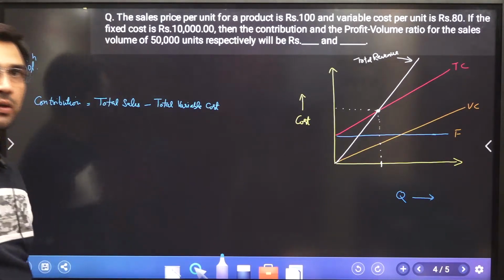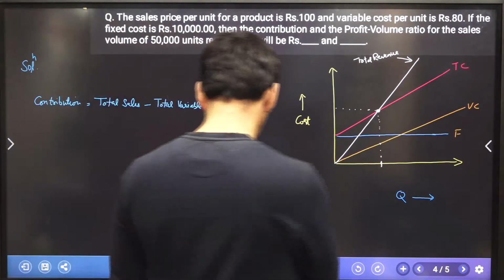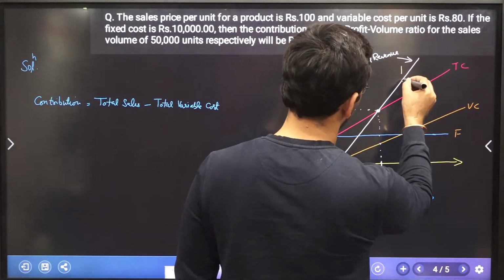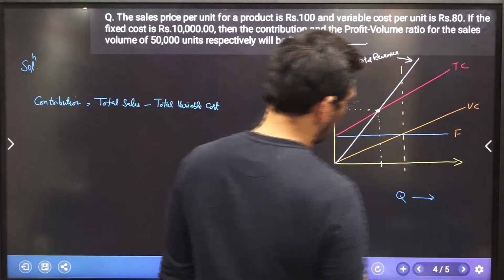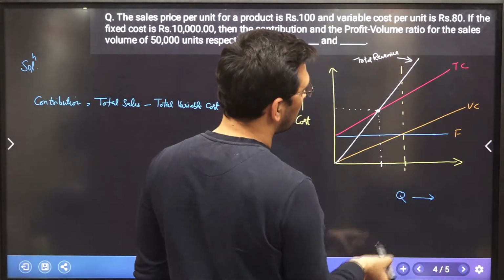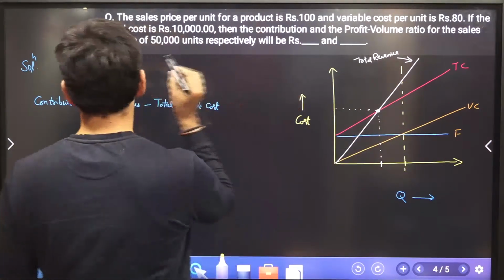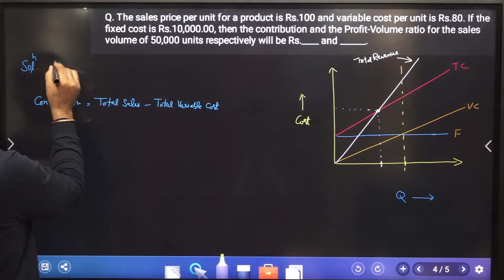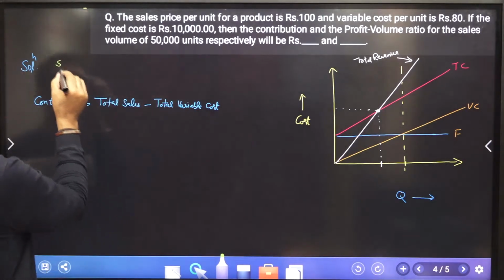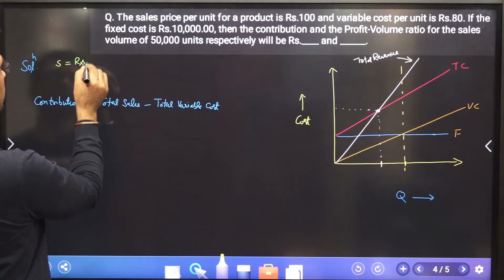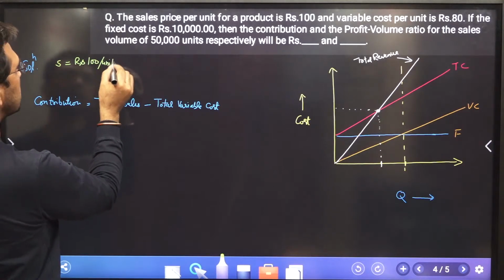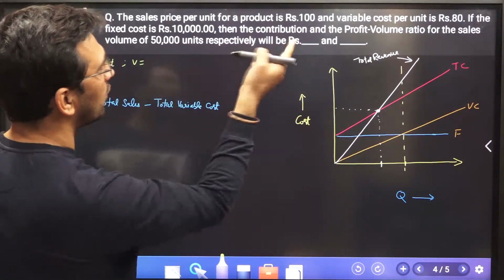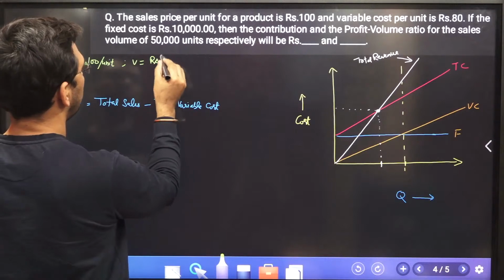What does that mean? For example, if I take any particular line, say I am over here anywhere, corresponding to this quantity, if I ask you what is the total sales you made, and how do we denote the sales price? We denote it with S, the sales price per unit. The sales price per unit for the product he has given you is rupees 100 per unit. In the same way, he must have given you the variable cost per unit. We denote it by small v. How much is that? Variable cost per unit is rupees 80 per unit.